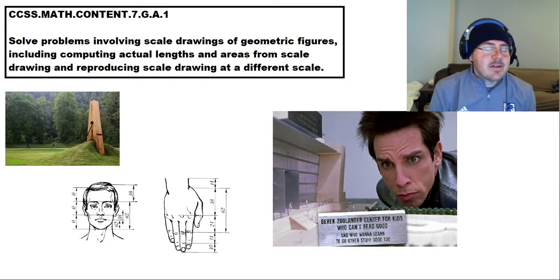I got some great pictures here. We got an art installation of this giant clothespin. However, we all know clothespins are really small, but look at the detail. It is so exact. You know exactly what it is, even though it's enormous.